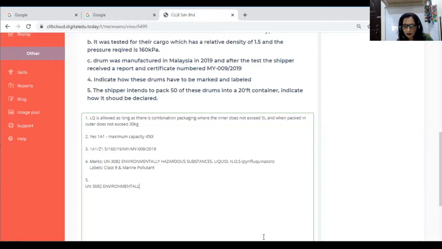and then the same story again, because this silly thing is not going to let me copy. I'm going to tell these people. Environmentally hazardous substances, liquid, NOS, and then this, pyrifluquinazone.